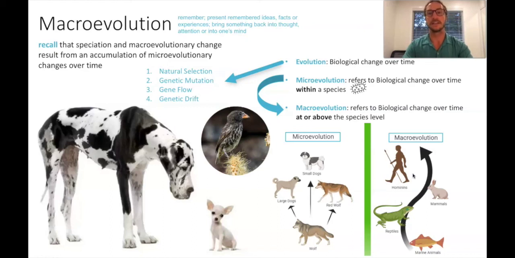So this slide has covered evolution, referring to biological change over time, microevolution, referring to biological change within a species, and macroevolution, changes at or above the species level. And that is all for content as far as this video goes. So I'm now going to move on to a couple of quotes to finish up.